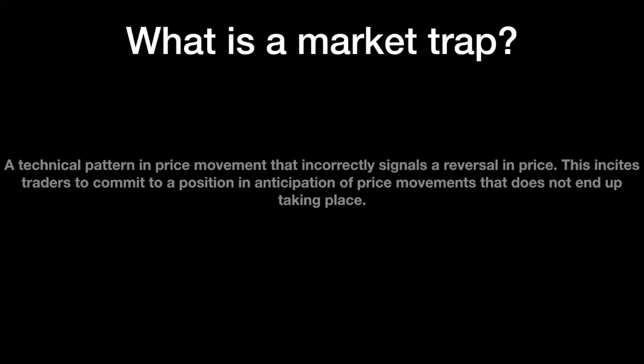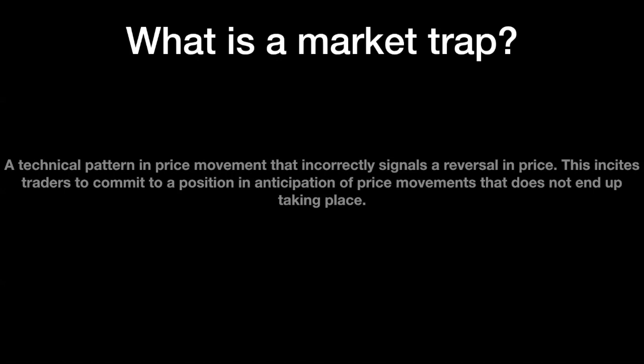The first thing you need to understand is that a technical pattern in price movement incorrectly signals a reversal in price. A lot of traders usually get trapped around very strong reversals. Let's say you're having a very bullish market, an uptrend, and a lot of traders are anticipating price to reverse. They're looking for when to sell. Sometimes the technical patterns that show up in the market indicate that price is about to reverse, but a lot of the time, like 80, 90% of the time, they're incorrect signals.